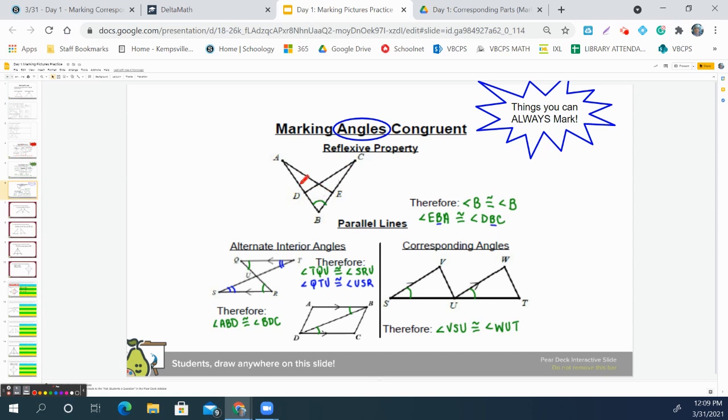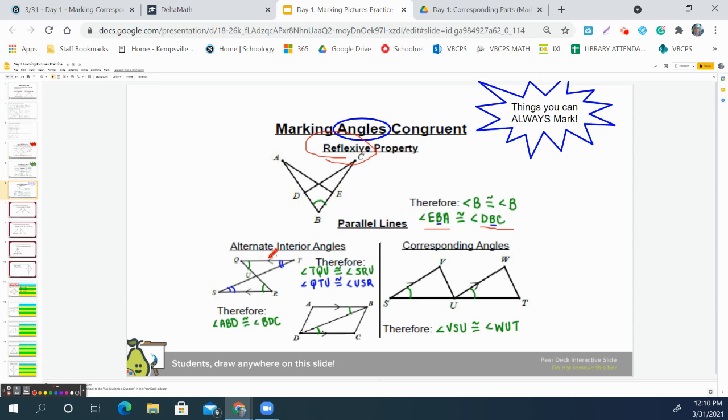If you have overlapping triangles, so this is like this acute triangle A sitting on top of this other acute triangle C, they're like two things that are sitting right on top of each other. If that angle B in triangle A and angle B in triangle C occupy the same space, if I separated those out, those would be congruent angles, right? So angle B in the A triangle and angle B in the C triangle are congruent. That's the reflexive property again. They occupy the same space.